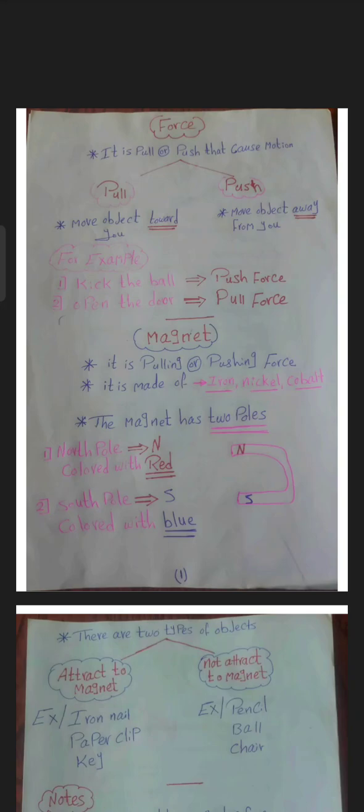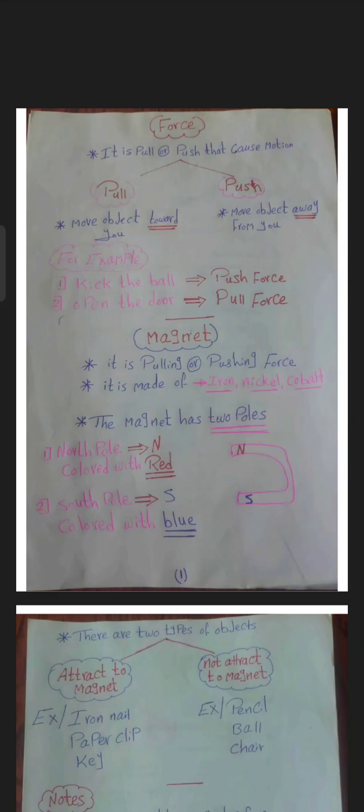The magnet. Okay, the magnet. Pull or push force? The magnet has both forces, pulling and pushing. Before that, what is meant by magnet? The magnet is made of iron, nickel, cobalt, between brackets, metal. Okay, the magnet has two poles, north pole and south pole.